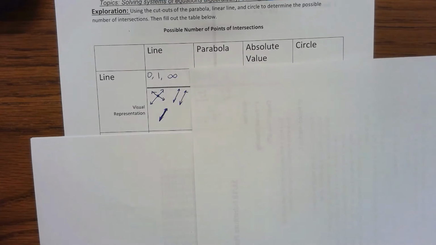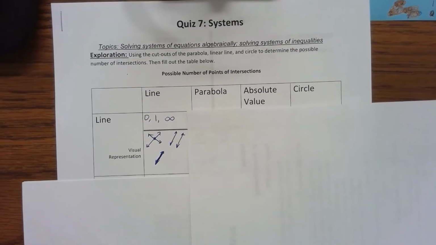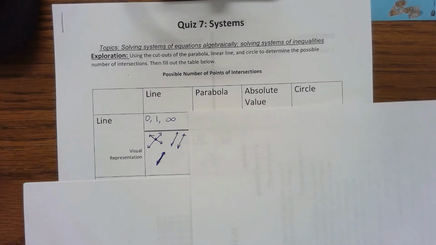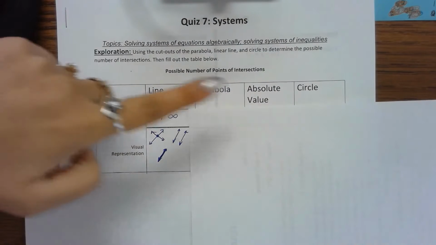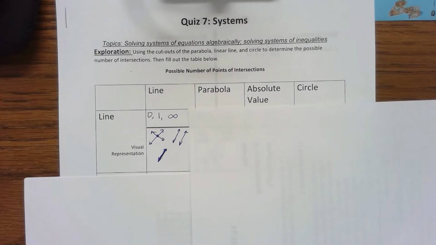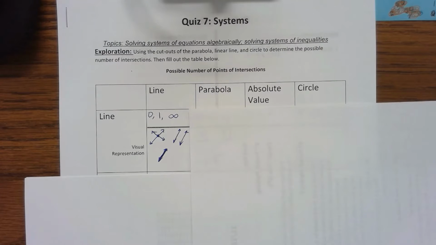Hi class, so we are going to be doing the first page of quiz 7, and that's about systems. I know we've already talked about systems before, but that was when we only talked about lines. Now that we've seen parabolas and absolute values, we're going to bring those functions together with systems to see the type of answers we're supposed to get.